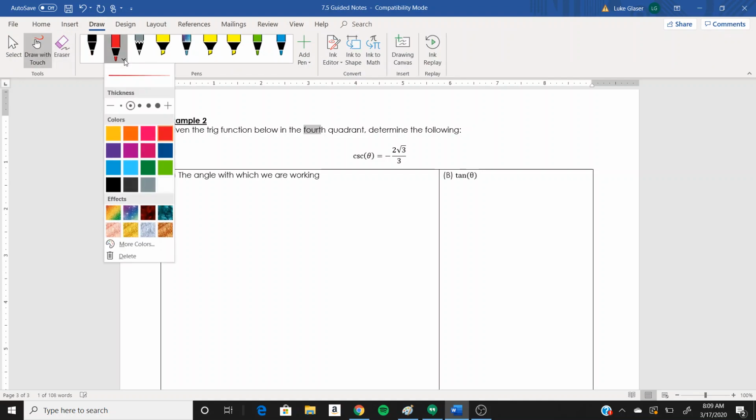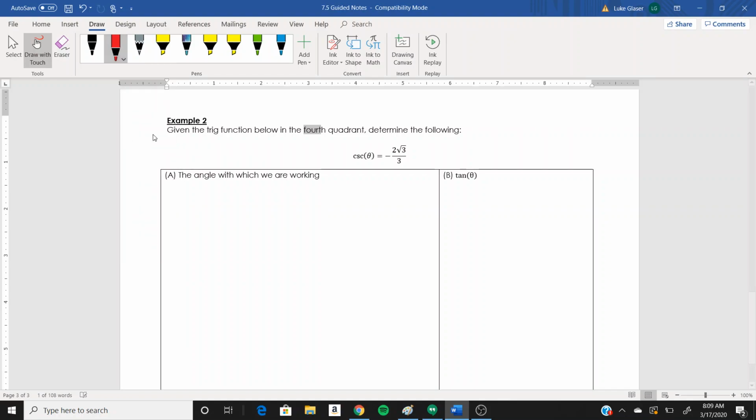Can I make my dot small? I can. Sweet. All right, so I'm going to circle that.